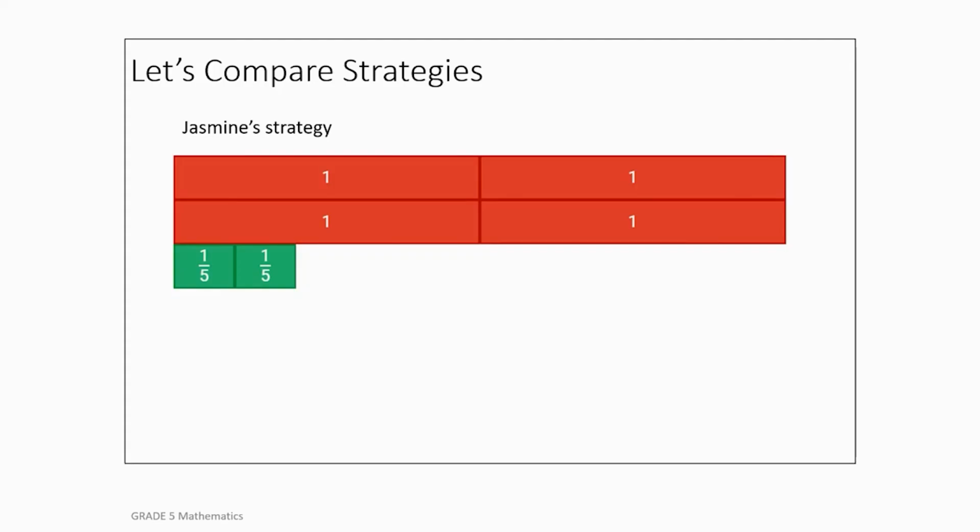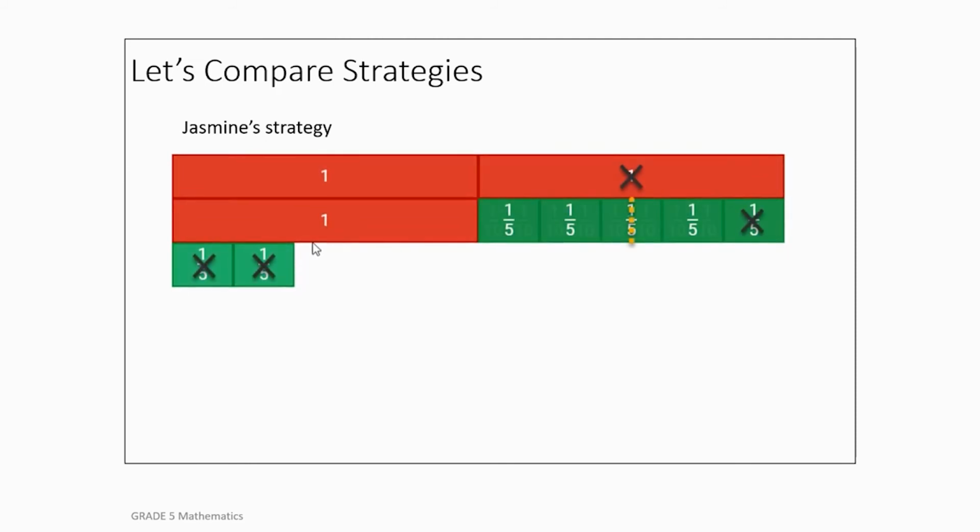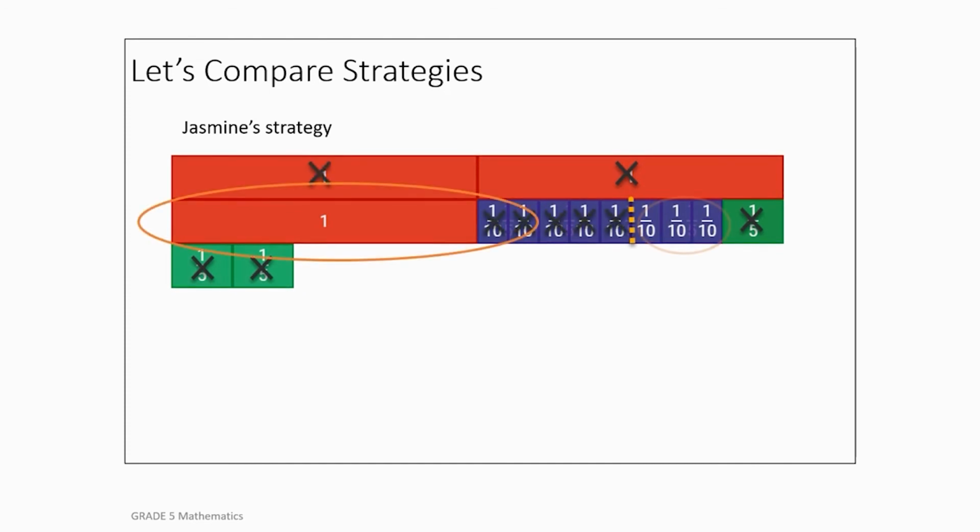Let's spend a little bit of time comparing Jasmine's and Raymond's strategies. What's the same about how both students solved this problem? And what might be some differences?